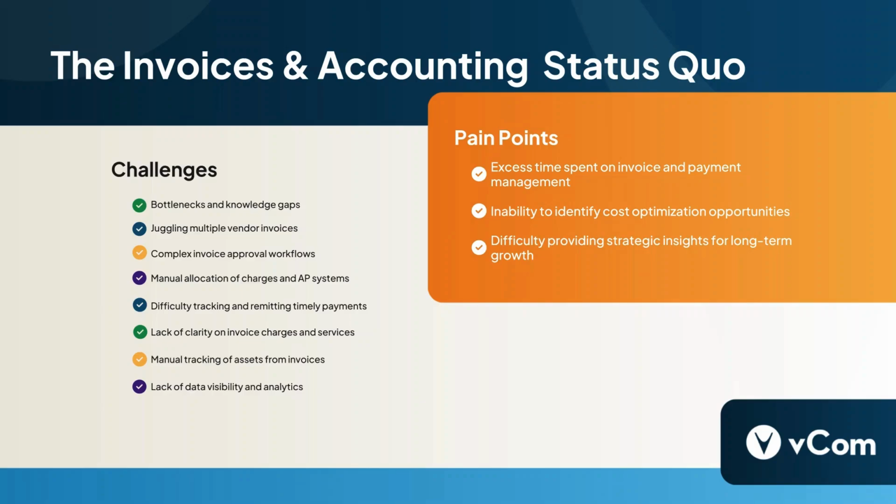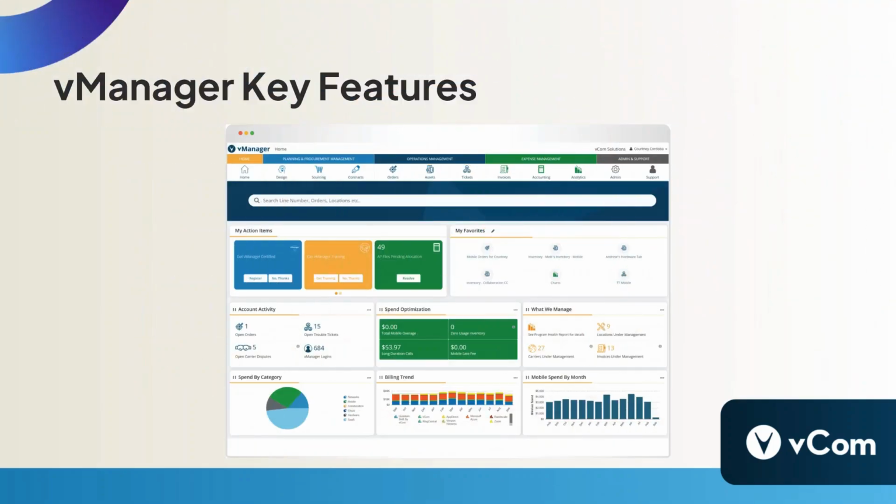Lack of clarity on invoice charges and services, as we talked about, they definitely don't make it easy to understand what you're paying for in invoices. Manual tracking of assets from invoices, and lack of data visibility and analytics. So lots of muddy waters here, ultimately leading to the pain points of excess time spent on invoice and payment management, inability to identify cost optimization opportunities, generally because most teams are just drowning in trying to get the work done to get those invoices paid on time, and difficulty providing strategic insights for long-term growth. So without further ado, as always, let's hop into vManager so I can show you what expense management looks like with vCom.